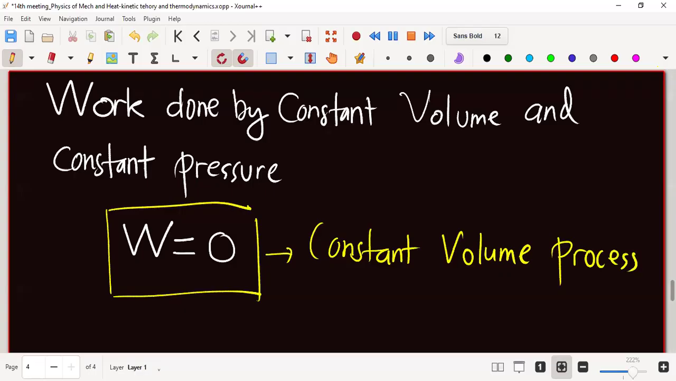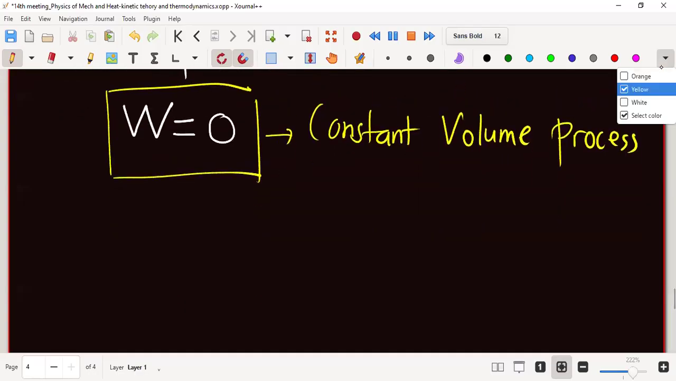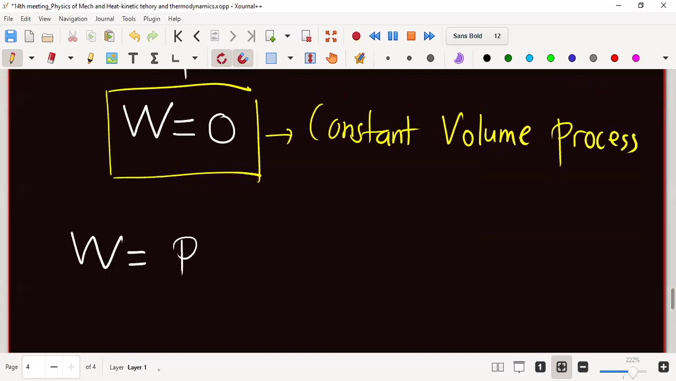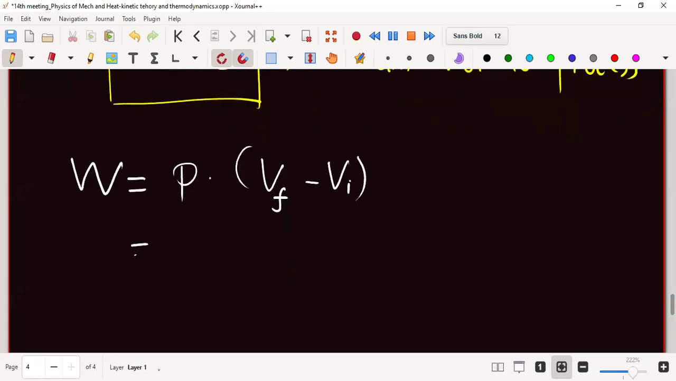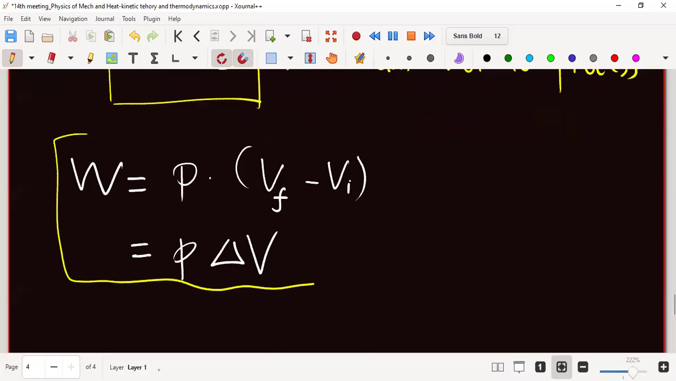But in the constant pressure process, there is no change in pressure. We can write that the work W is equal to P times the final volume minus the initial volume. So here is delta V. We can write that work is P delta V. This condition is the constant pressure process.